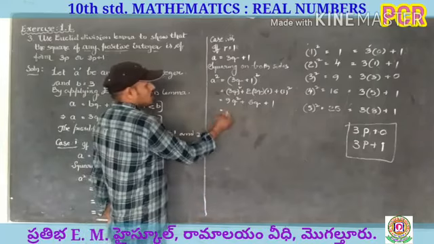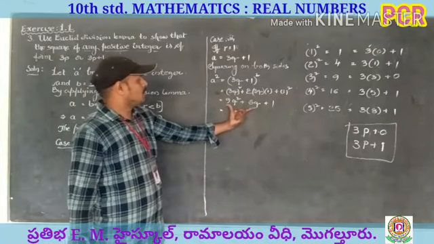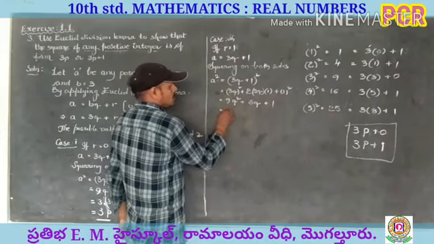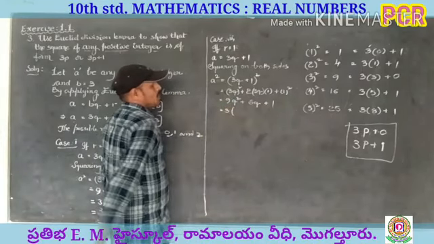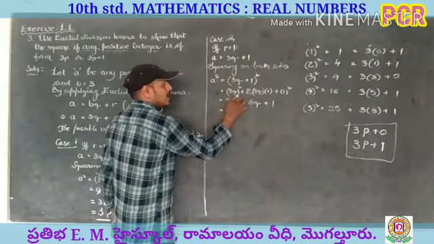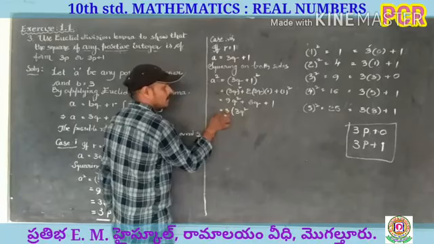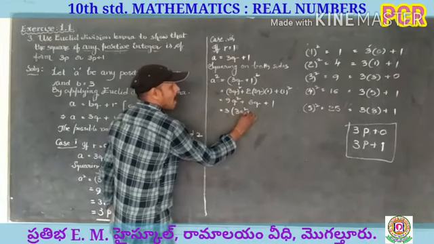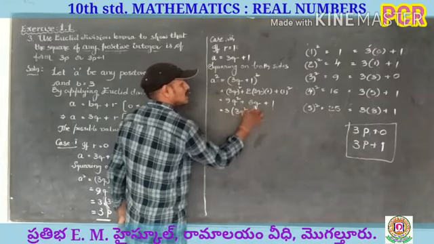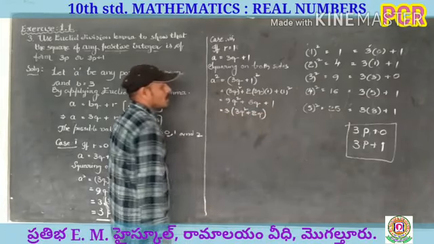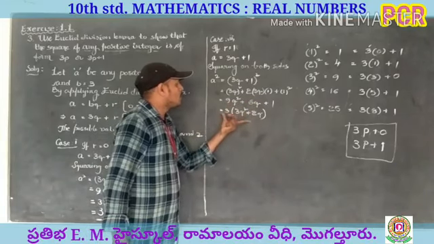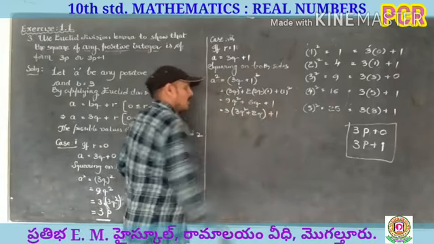Now can you write it as a multiple of 3? Yes. Take 3 as a common factor. In 9, 3 how many times? 3 times. You can write it as 3q square, 3 into 3, 9q square. And in 6, how many times? 2 times. 2 threes are 6 into q. So we can write it as a multiple of 3 and plus 1.